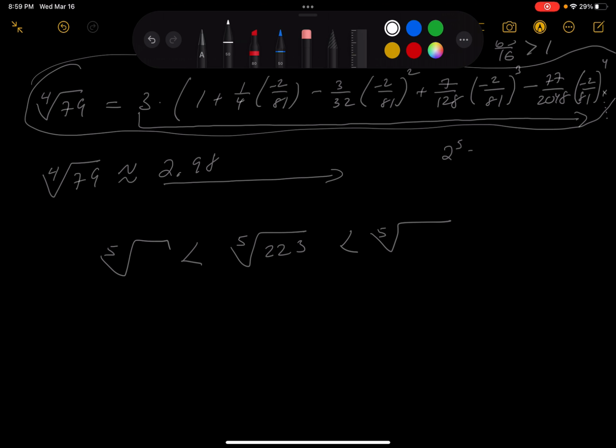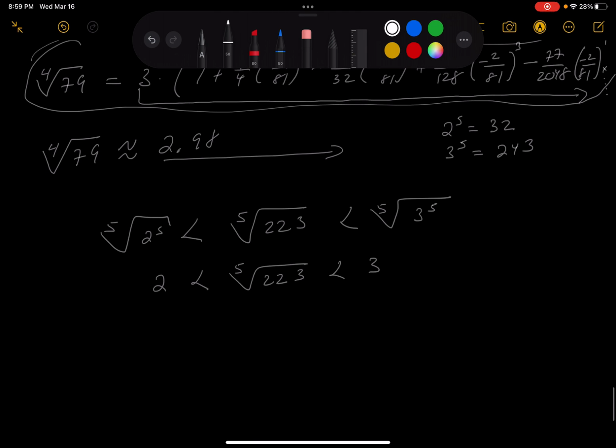So like 2 to the fifth power, that's going to be about 32, right? And 3 to the fifth power, well, that's going to be, let's see, 81 times 3, so 243. All right? So let me write this down for you. 3 to the fifth, and this would be 2 to the fifth. So this number here is going to be between 2 and 3. Now, certainly, I know it's closer to the 3 than it is to 2, just looking at that. All right, so I'm going to say the fifth root of 223 is going to be closer to 3. I'm going to say, roughly about 2.9.